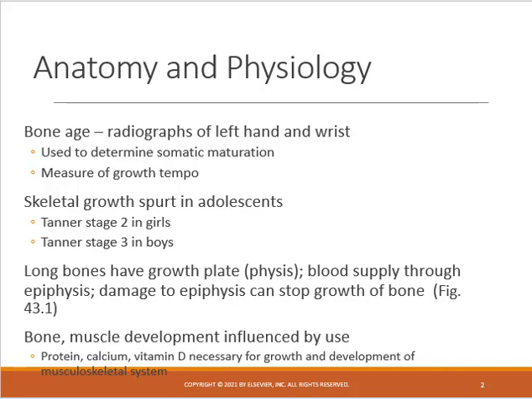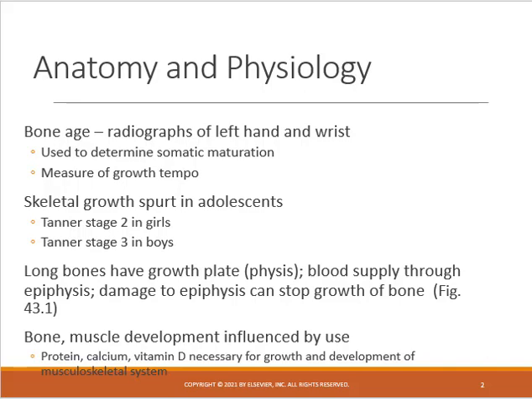Just some things to know: the bone age of your child can be determined by taking an x-ray of the left hand and the left wrist, and it helps to measure growth tempos if there's concerns that the child is not achieving these, or if you're wanting to find out if the child has quit growing. Skeletal growth spurts occur for girls typically around Tanner stage 2 and for boys Tanner stage 3.